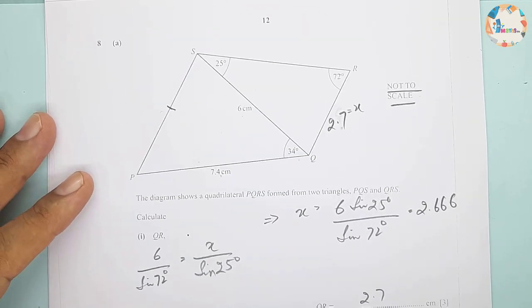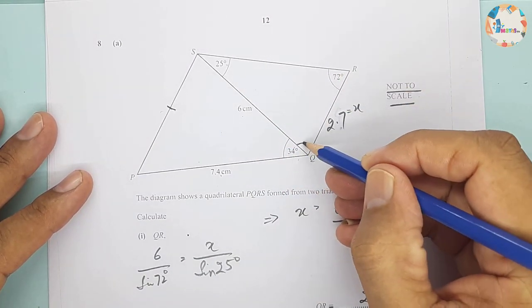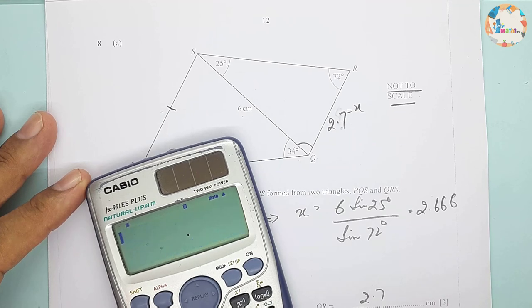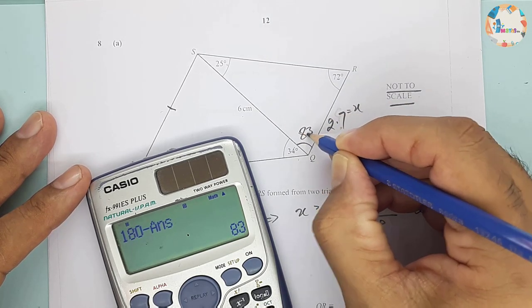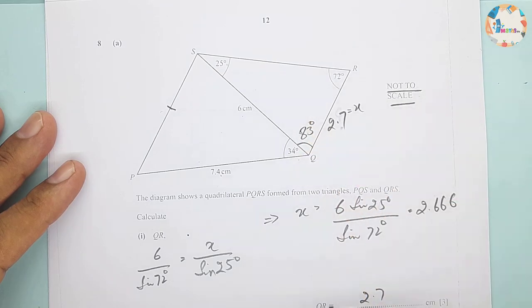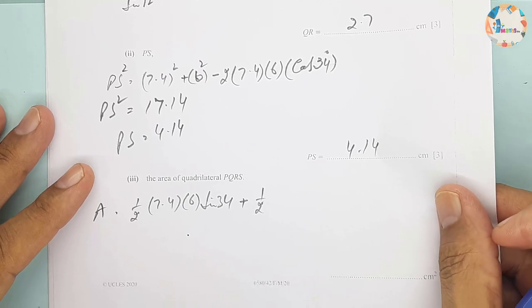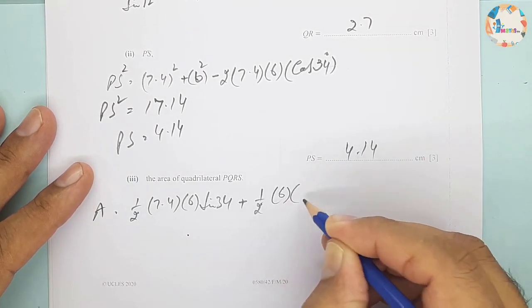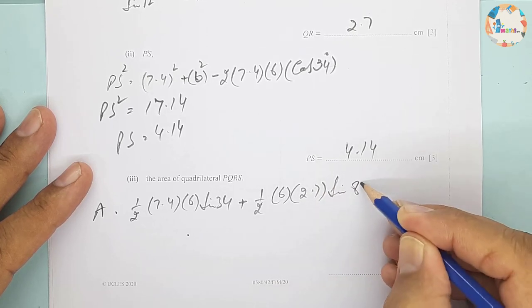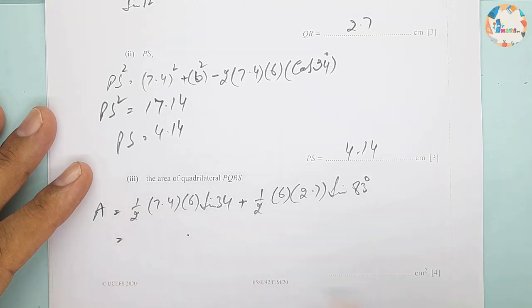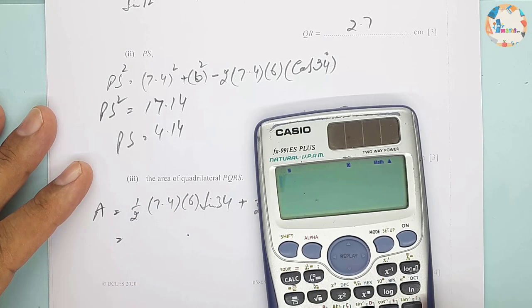basically, we'll have to find this angle. This is 72, this is 25, so we can find this angle. 72 plus 25 is equal to 97. So 180 minus that answer will be 83. So this angle is 83 degrees. So we'll use this side 6 and 2.7. So a half into a, which is 6, into the other side, which is 2.7, into sine C, which is sine of 83 degrees.